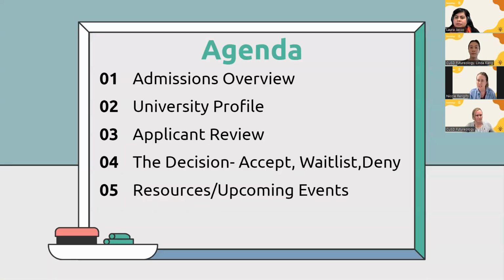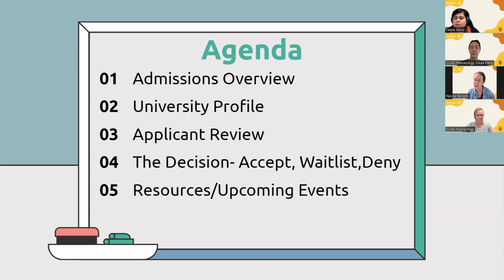All right, so today we're going to talk about the admissions and the admissions process. So we'll talk about the admissions overview first, kind of what it looks like from an outside perspective. Then we're going to give you a sample university. Each university has a university profile, what they're looking for in students, so we'll talk about what that really means. We'll go over sample applicants.